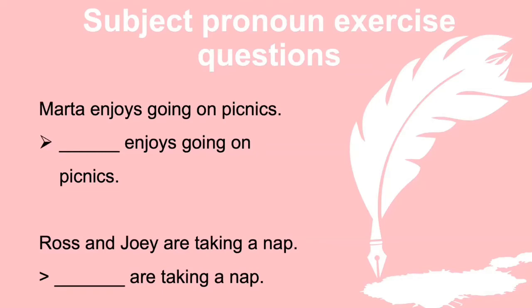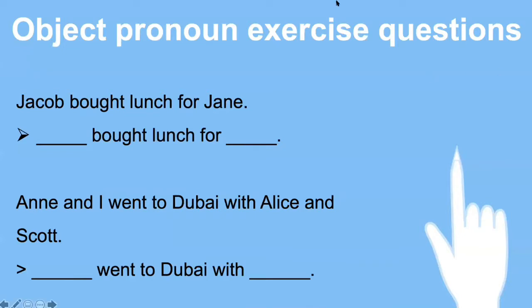Now for the next exercise of subject, who would like to give it a try? Me. Go ahead. Ross and Joey are taking a nap. So Ross and Joey are the subject, and it will be they are taking a nap. Correct. So let's head now to the object pronoun.